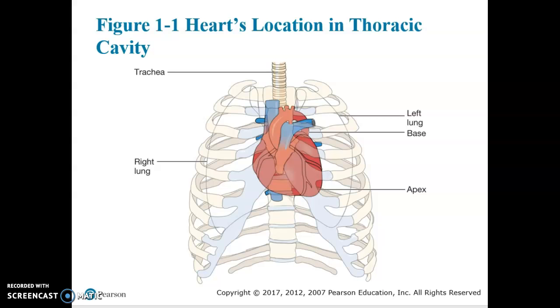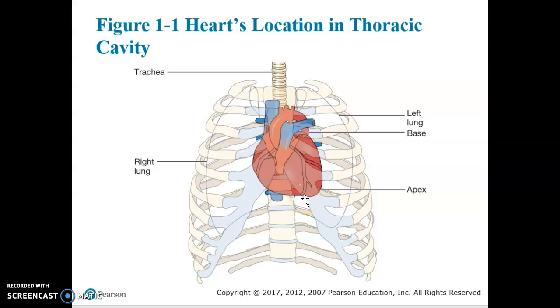One thing about the base, this is where the great vessels emerge from. We're going to talk about the great vessels later. The great vessels are your aorta and your superior and inferior vena cava. They emerge from the top of the heart, from the base of the heart. The apex, again, is the bottom of the heart, and you can see it in this picture. It's the bottom pointed area of the heart.